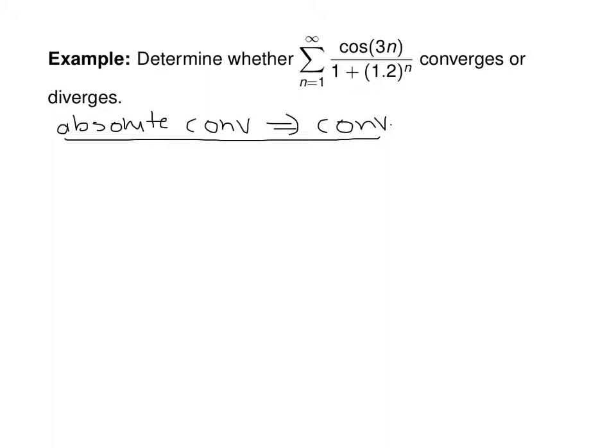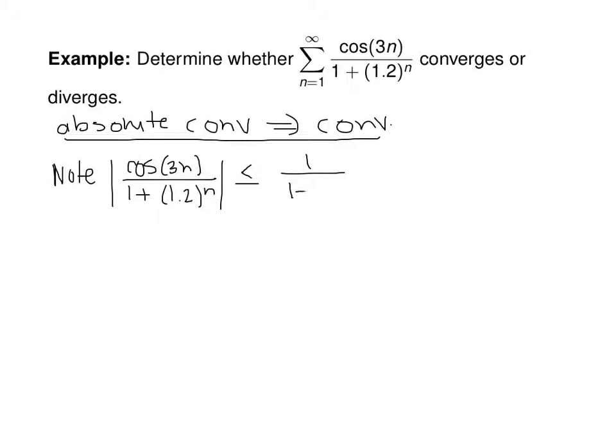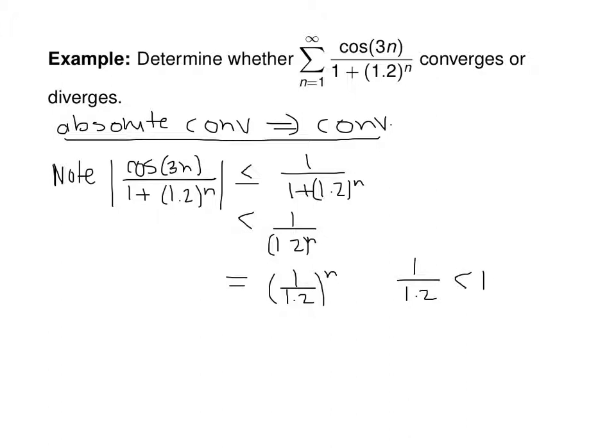But it is bounded, so what you can notice is that the absolute value of cosine of 3n over 1 plus 1.2 to the n is less than or equal to 1 over 1 plus 1.2 to the n, because cosine is bounded between negative 1 and 1, which is less than 1 over 1.2 to the n. And notice that 1 over 1.2 is less than 1.